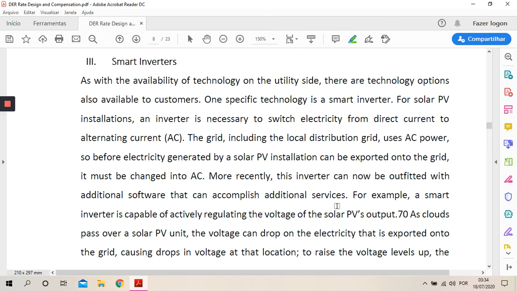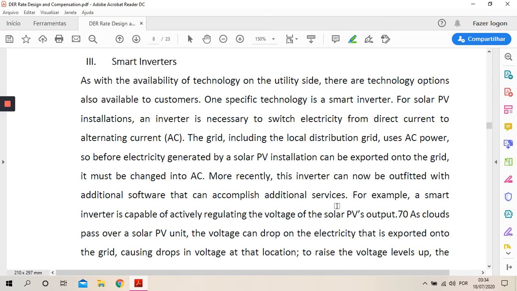Now let's talk about smart inverters. Have you guys studied power electronics in college? If you know power electronics, then you know what an inverter is.